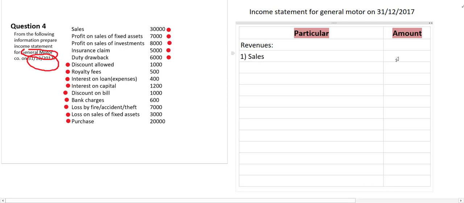How much is sales? Mention the amount of sales. Sales how much? 30,000. Next item, for example, mention the next one, whatever is the next. Profit on sales of fixed asset.